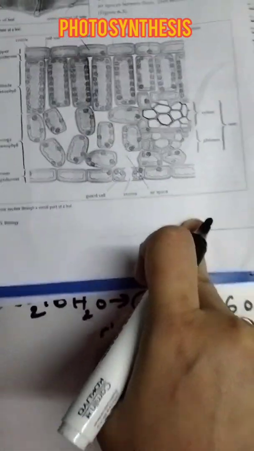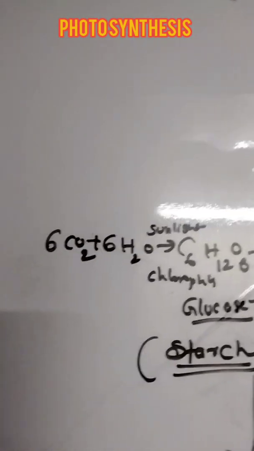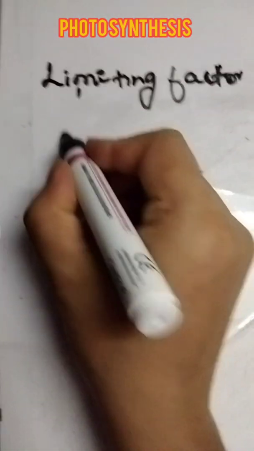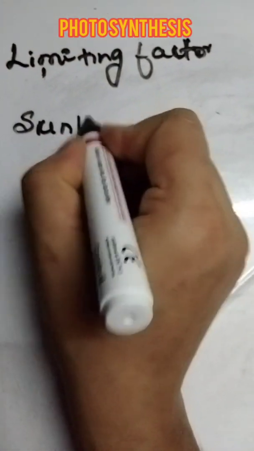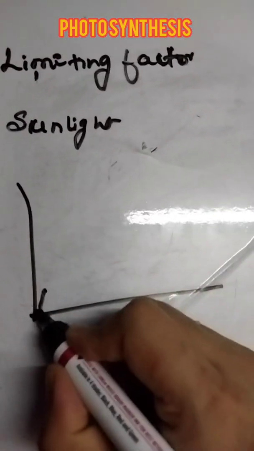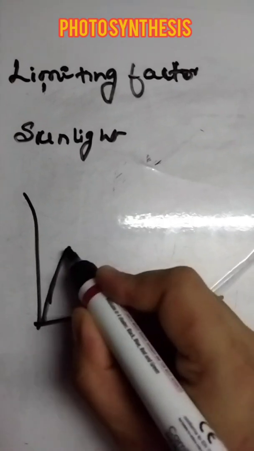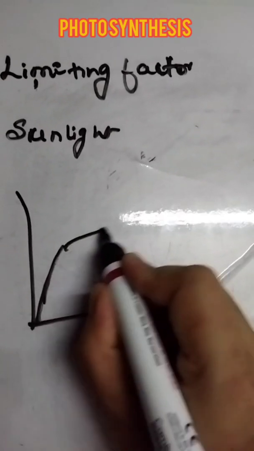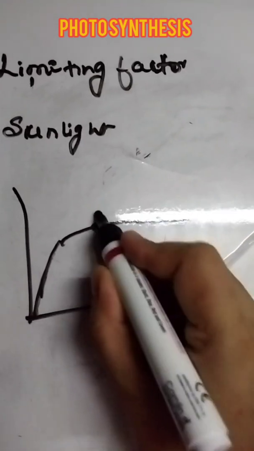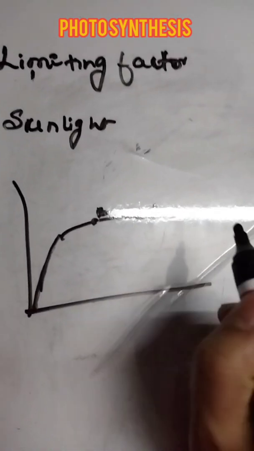Now my question is, what are the limiting factors of photosynthesis? What is necessary and how much? First one is sunlight. In dim light, the photosynthesis rate is slow. If you increase the intensity, the photosynthesis rate becomes higher, up to a certain limit.